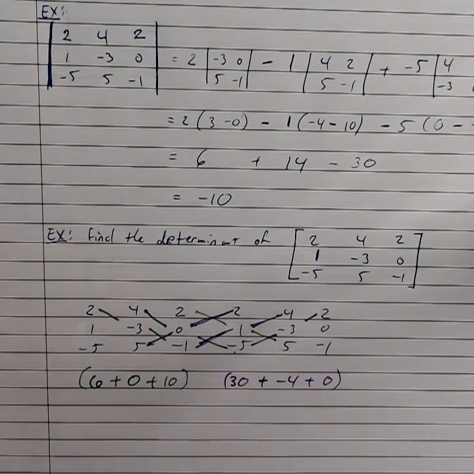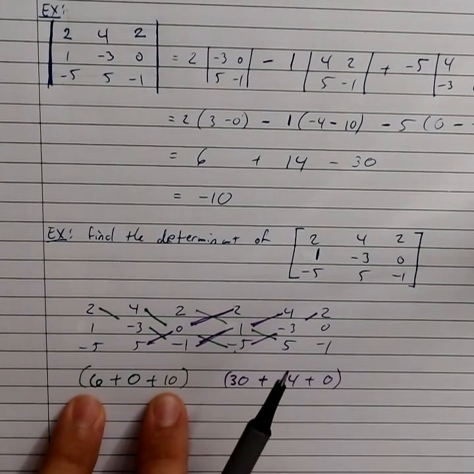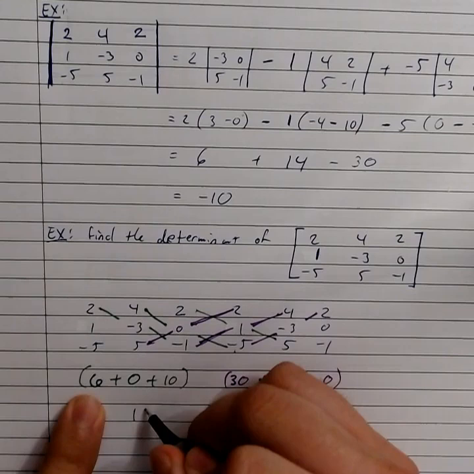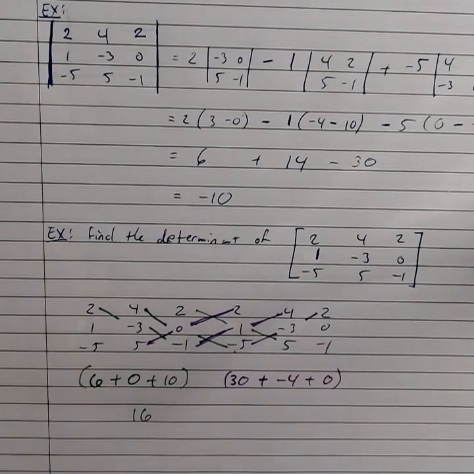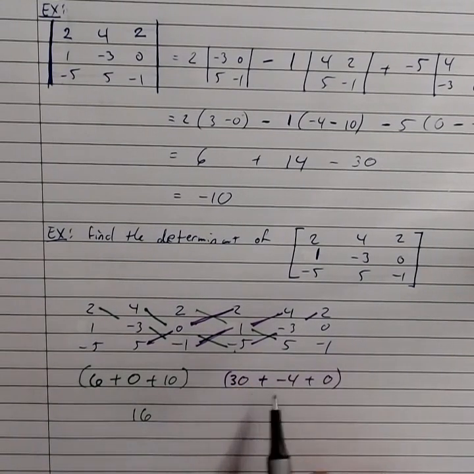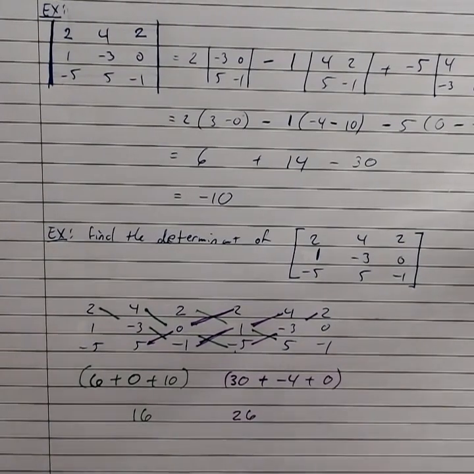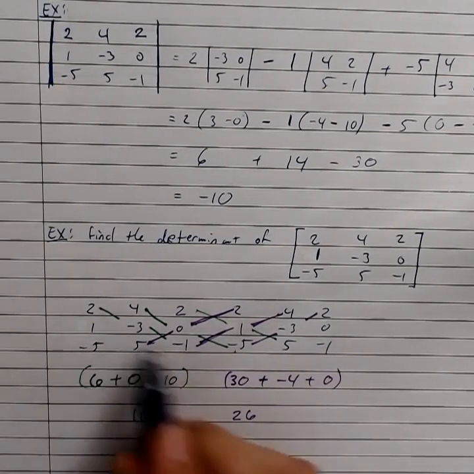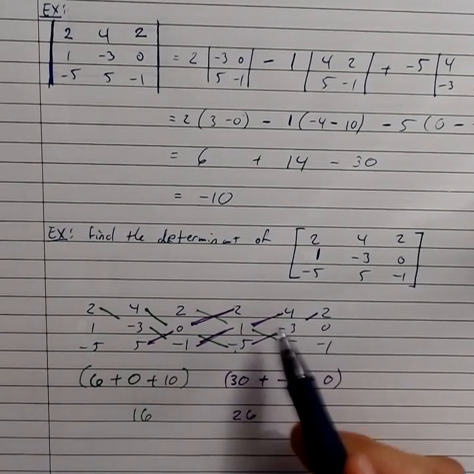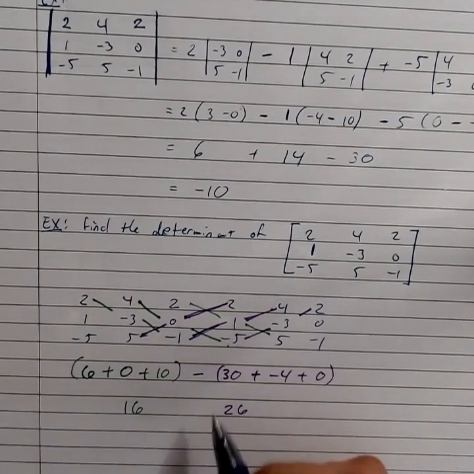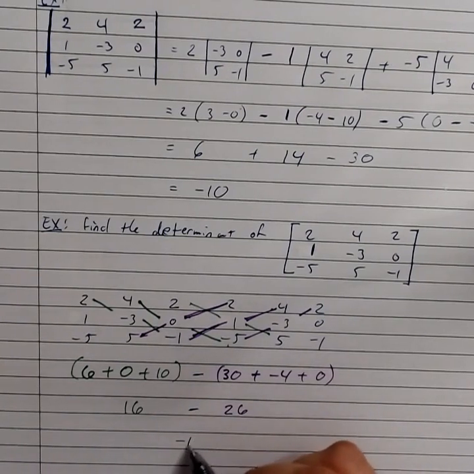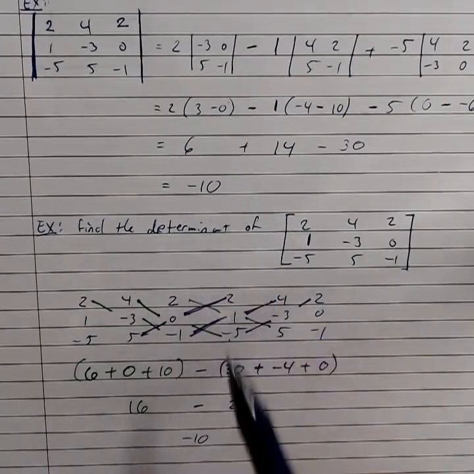Okay, so if we add those together, we're going to have, let's see, that's 10 and 6 and 0. That adds up to 16. And if I add these together, that's going to be 30 minus 4. So that's going to be 26. And finally, we're going to subtract those two numbers. So once you have all of these added together separately, the last step is to subtract. And here's 16 minus 26. Well, that's going to be negative 10, which you notice is the exact same answer we got before.